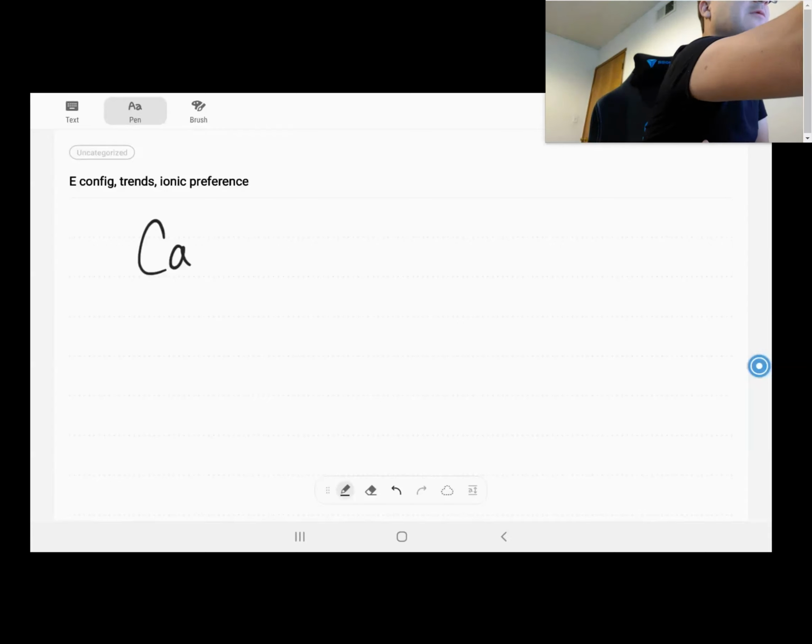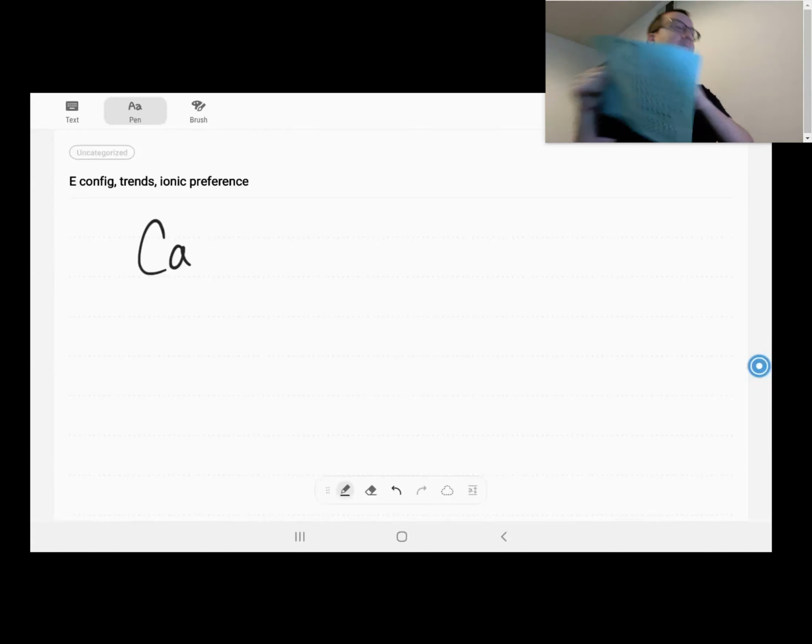Aha, I have one too, somewhere under all the crap. Periodic table, yay! Okay.